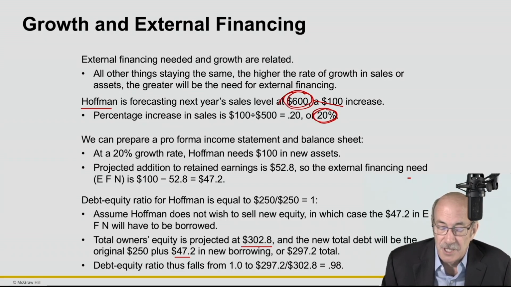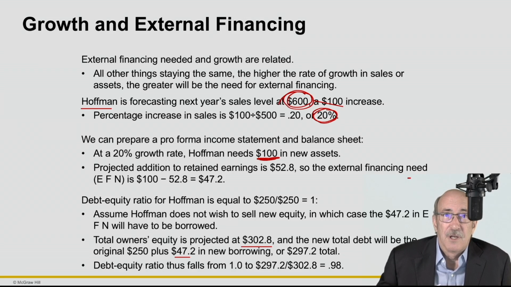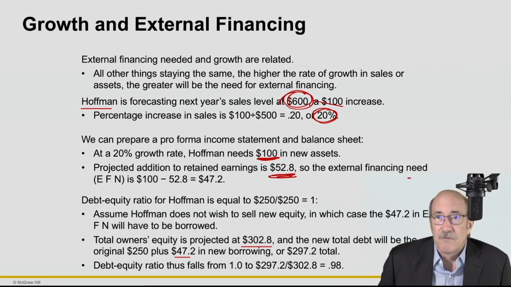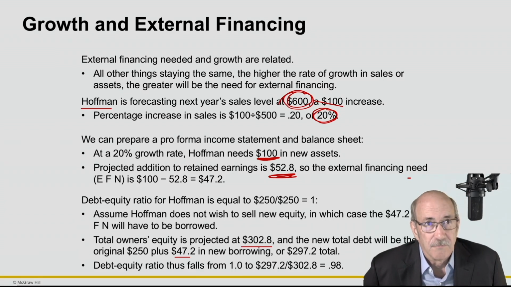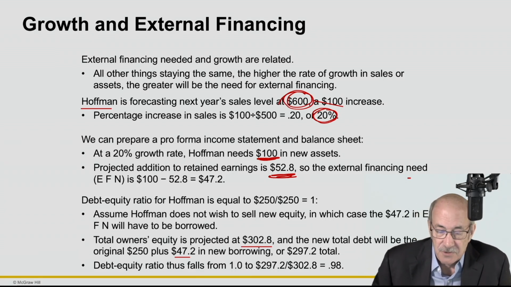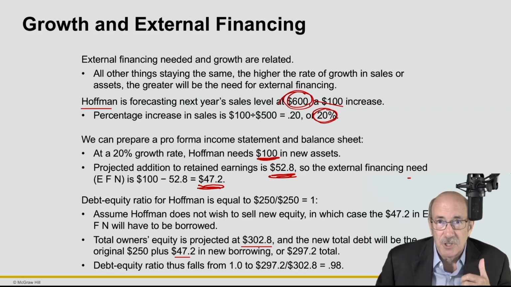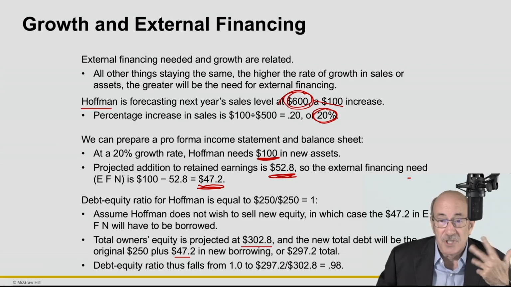That's a 20% increase. We're also going to need an additional $100 worth of assets, according to their analysis, which means that we're going to be left with some external financing need. It's not going to be the entire $100 because 52.8 of those dollars are retained earnings. So that's internally financed. So that means that we just have this 47.2 that is the external financing. And then we have to decide, are we going to use debt or are we going to use equity? In this case, they've chosen to use debt.